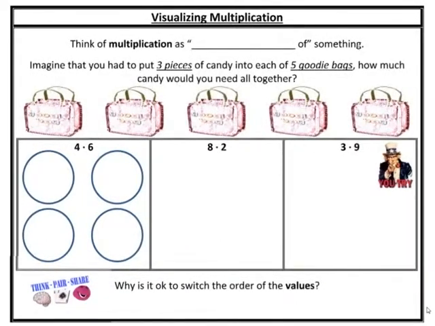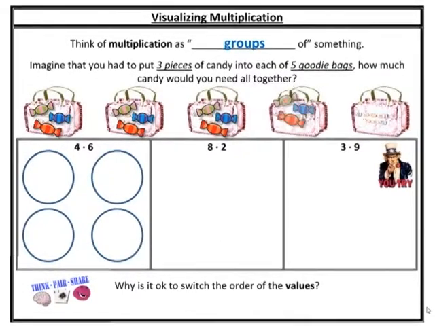To visualize multiplication, we think of multiplication as groups of something. Imagine that you had to put 3 pieces of candy into each of 5 goodie bags. How much candy would you need altogether? If I put 3 in the first bag, 3 in the second bag, 3 in the third, 3 in the fourth, and 3 in the fifth, I now have 3 in each bag. I have 5 groups of 3, or if I counted them, 15 pieces of candy altogether.